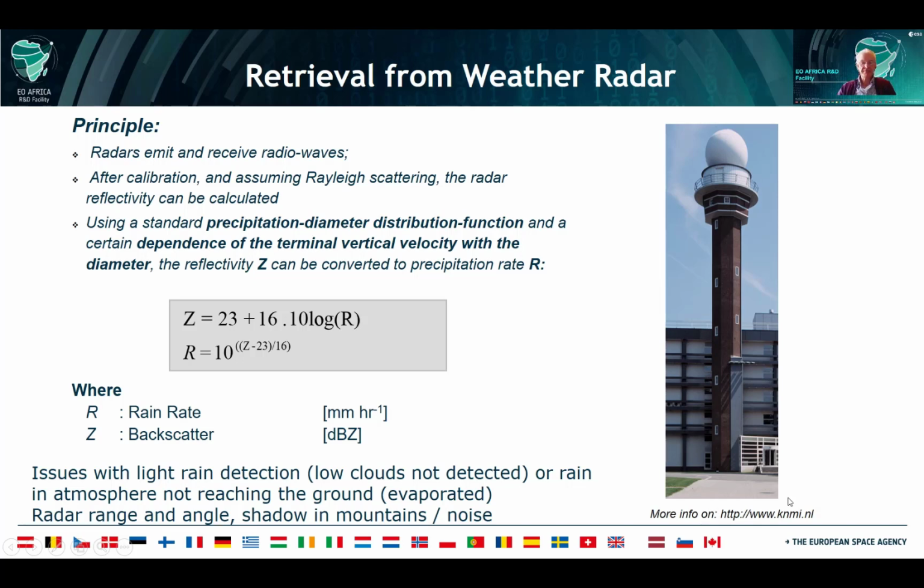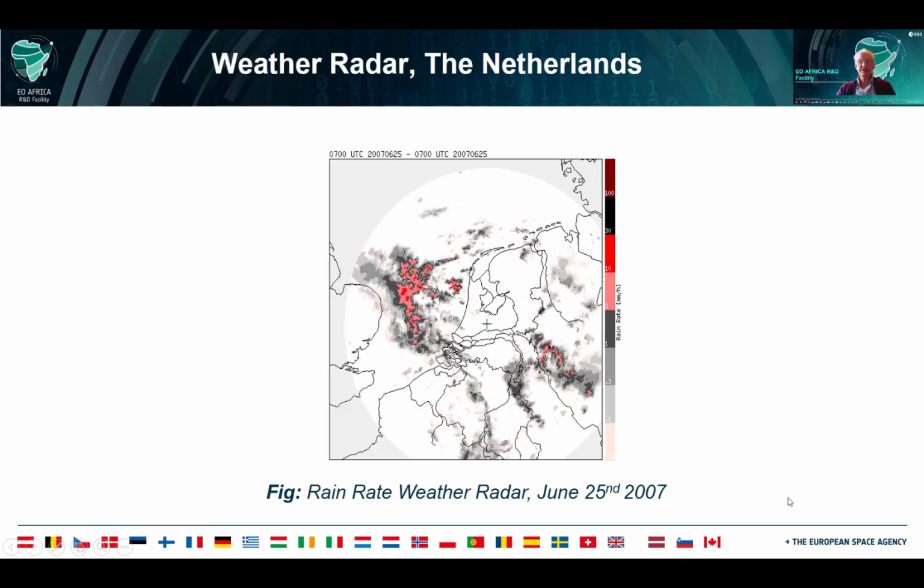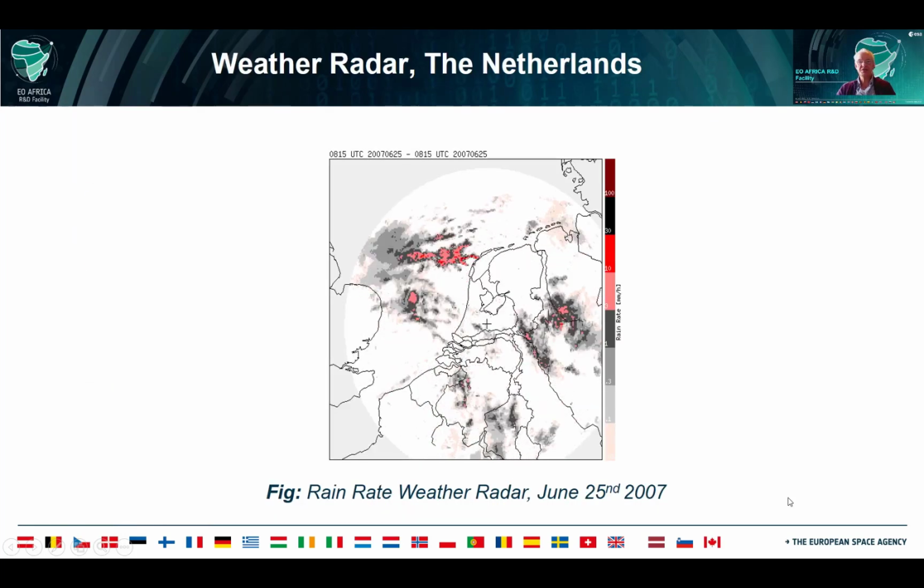There are issues, especially when we are dealing with light rainfall detection, but there are also issues related to radar range, the angle in which the beam is transmitted, and also related to shadow in mountains, so radar shadow, as well as noise in the signal. But in general, the weather radar is an instrument which is widely used.